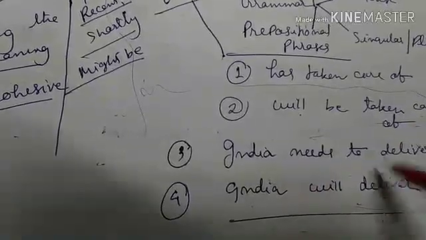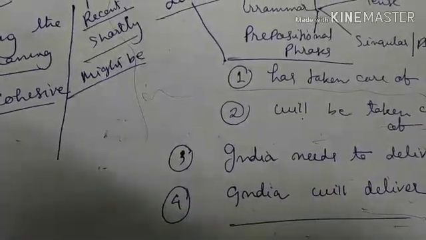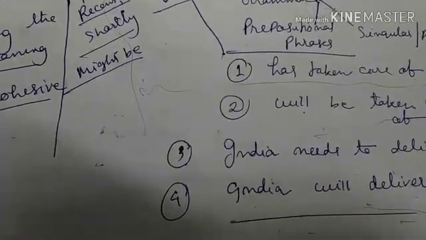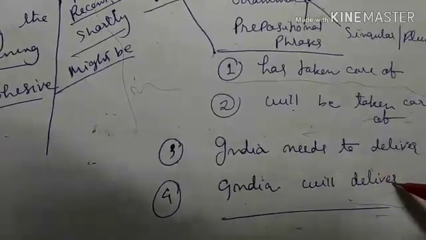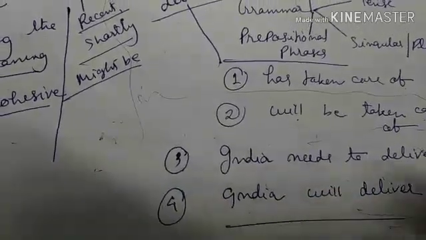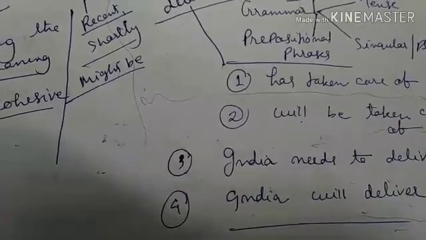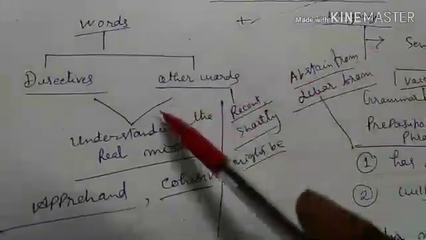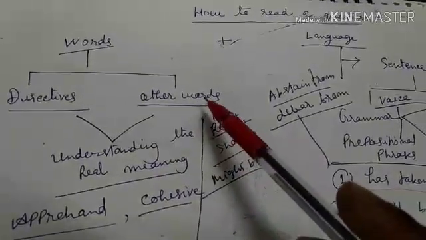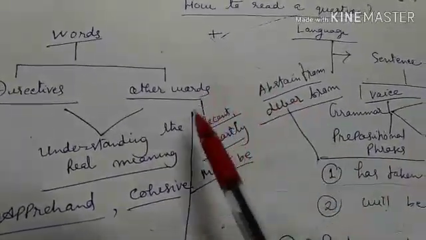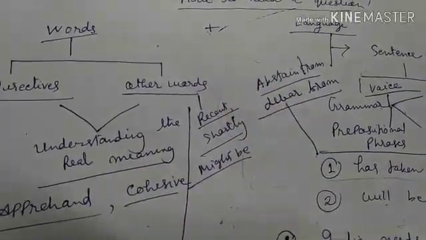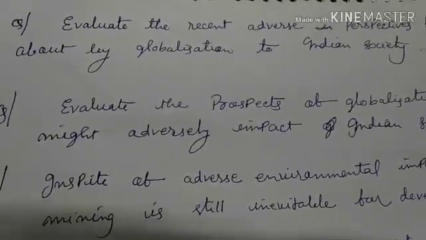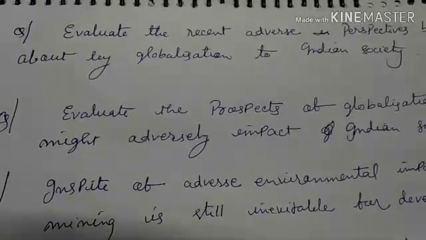India needs to deliver. Here it paves the way for a necessity that we should do it, an obligation. India will deliver. Here there is a sense of certainty that India must deliver. In this way, the grammatical structure, the language and the words have to be noticed very carefully, because this will change the whole course of the question. So let's see some examples.